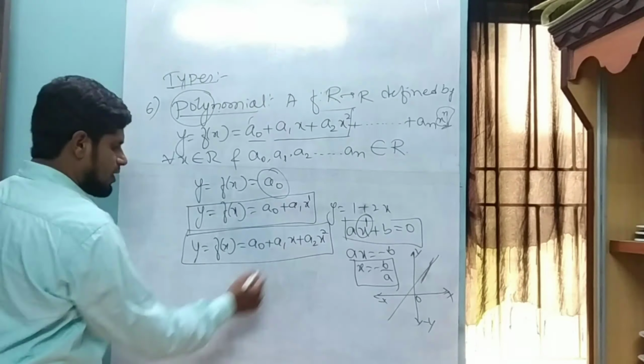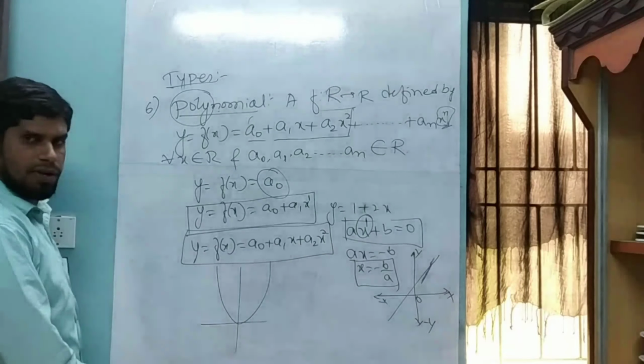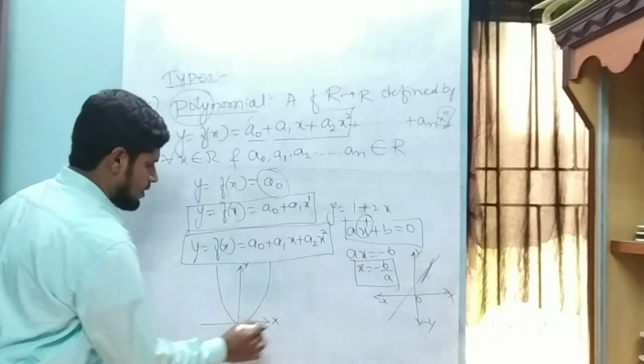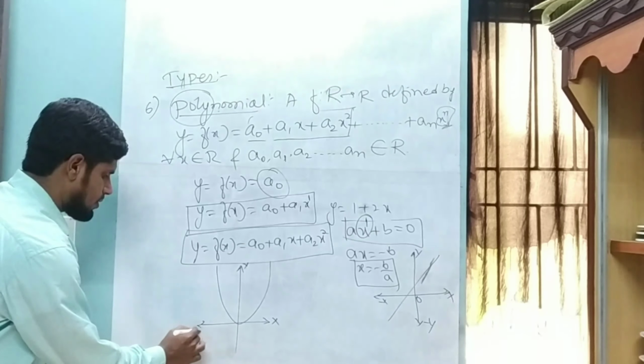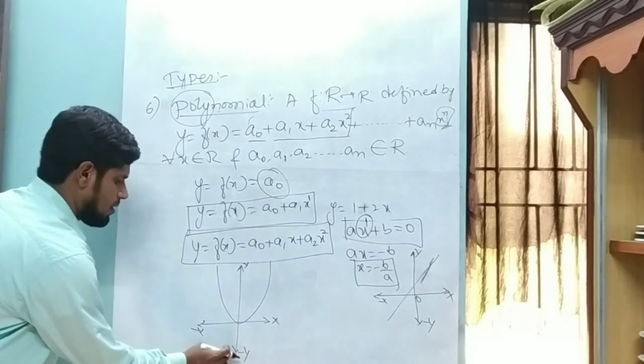And the graph of this, we know it is a parabolic graph. Parabolic graph, y-axis, x-axis, negative x-axis, this is negative y-axis. So quadratic function graphs are always parabolic graphs.